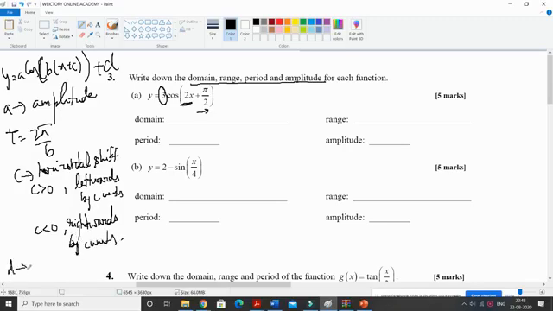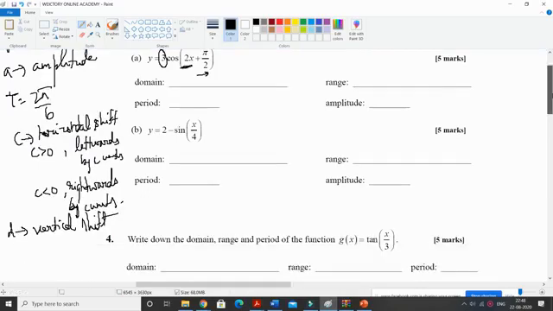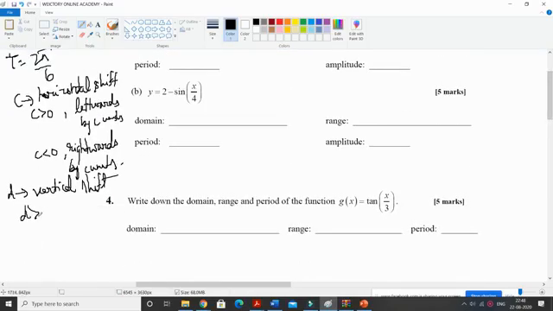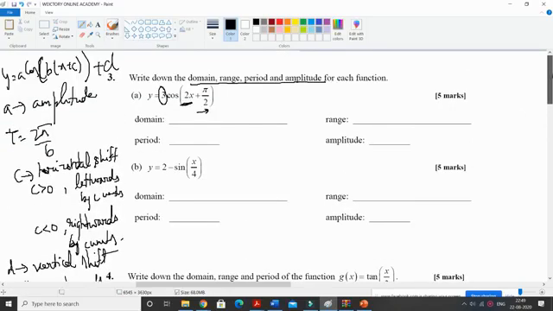And D is the vertical shift, means y-axis. If D is positive, it moves upwards, and if D is negative, it moves downwards. So this is the thing you need to remember.